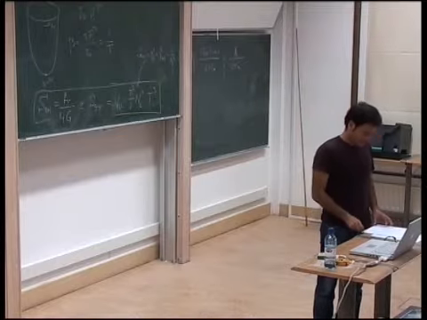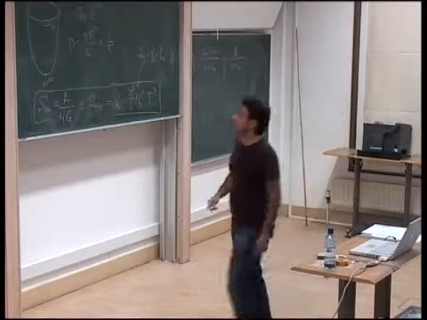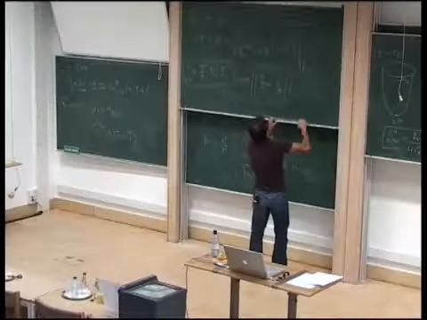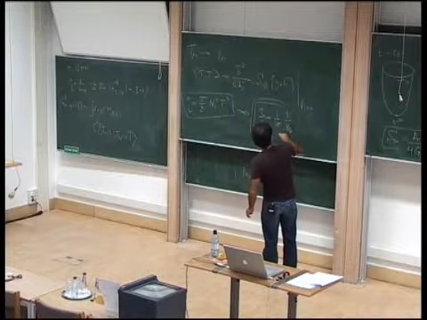If you stick the h bars and c's back into them, 1 over 4 pi, what happens? There's an h bar here and a Boltzmann constant here.